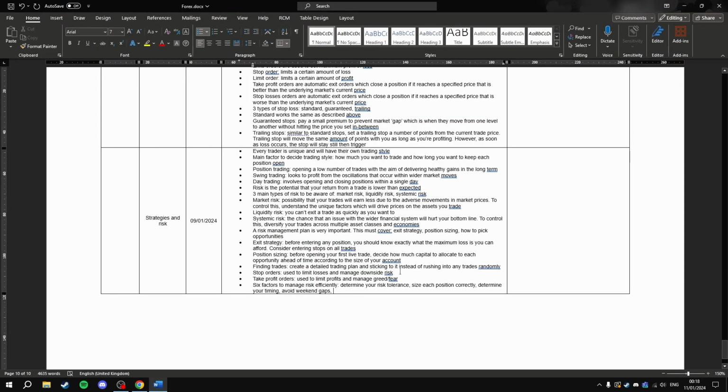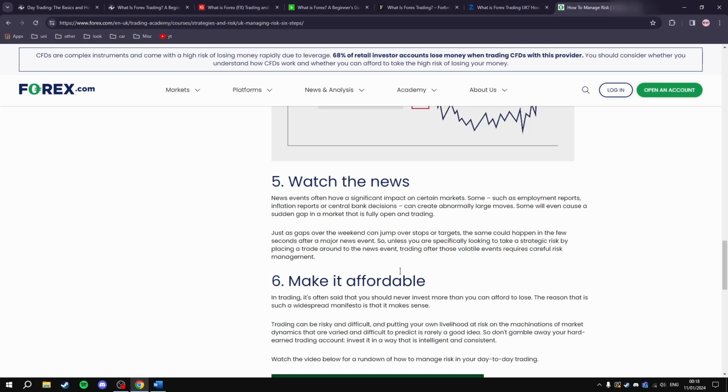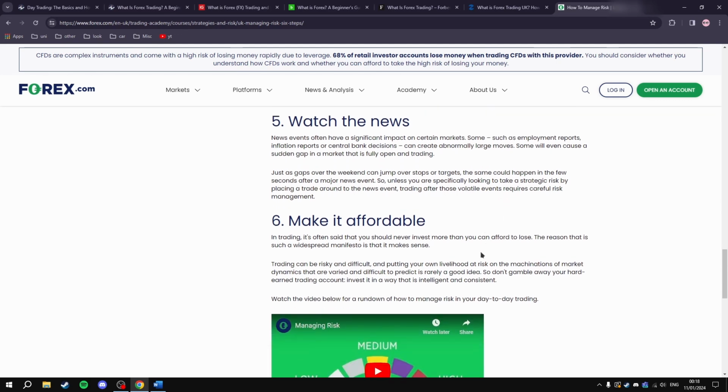Watch the news. News events often have a significant impact on certain markets. Some, such as employment reports, inflation reports, or central bank decisions, can create abnormally large moves. Some will even cause a sudden gap in a market that is fully open and trading. Just as gaps over the weekend can jump over stops or targets, the same could happen in a few seconds after a major news event. So unless you are specifically looking to take a strategic risk by placing a trade around a news event, trading after these volatile events requires careful risk management.